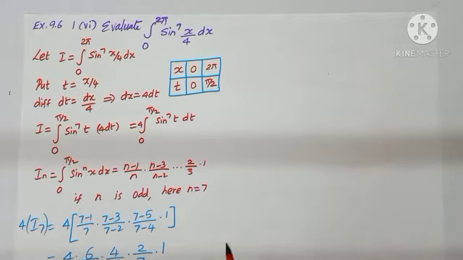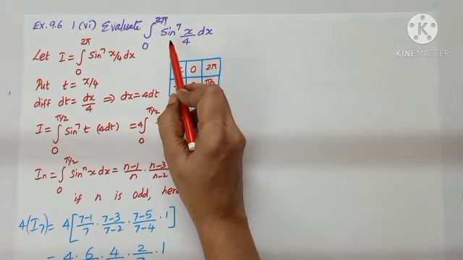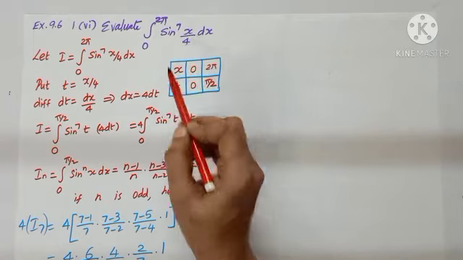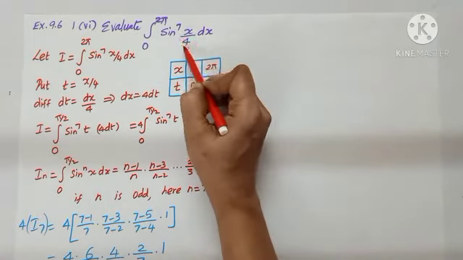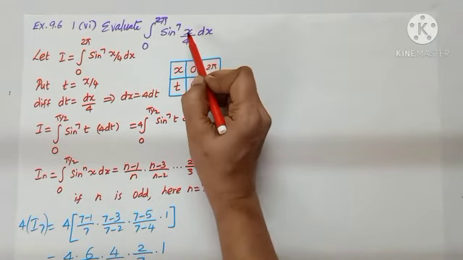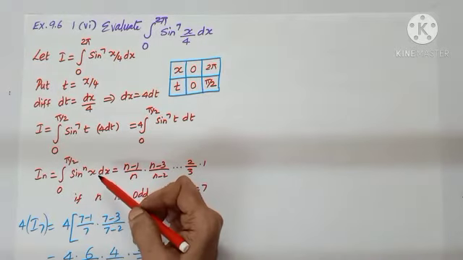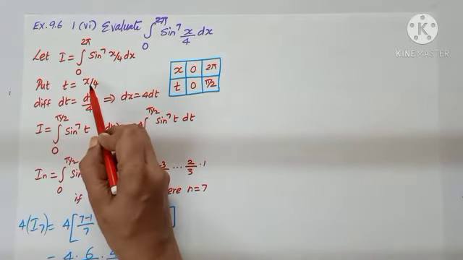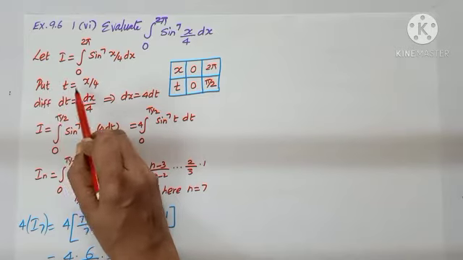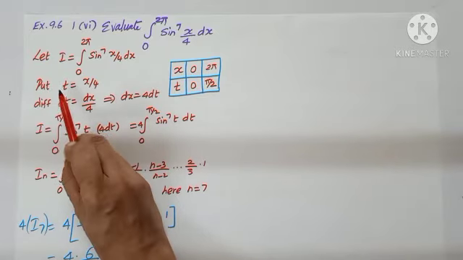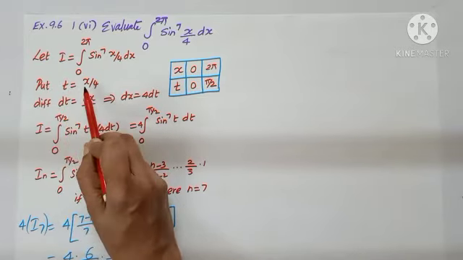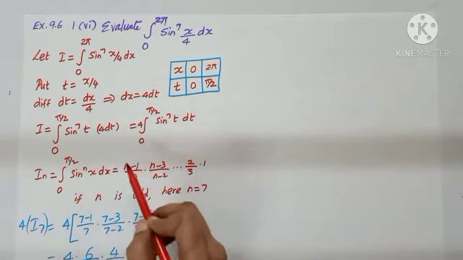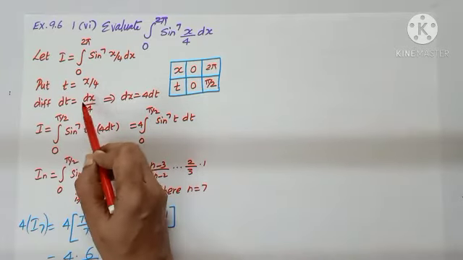Sixth subdivision, evaluate integral 0 to 2 pi sine power 7 x by 4. X by 4 must not come, so make it as a substitution. So t is equal to x by 4. Whenever we substitute, we differentiate. T becomes dt. X becomes dx by 4 as it is. So what is dx from here?